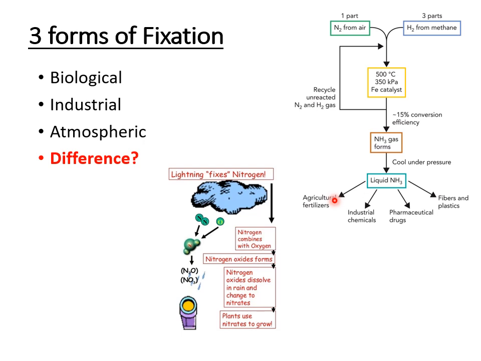And then my favorite, because, well, I think it's cool, is the atmospheric method, which is lightning. And here you basically see that lightning will break the triple bond of the nitrogen gas and combine it with oxygen to form nitrogen oxides. So that's what you see happening here. And then that will dissolve in rain. And ultimately, plants will be able to use that. And we're going to mention more about this in a little while.